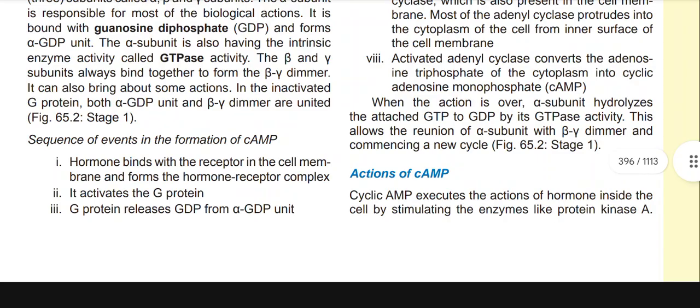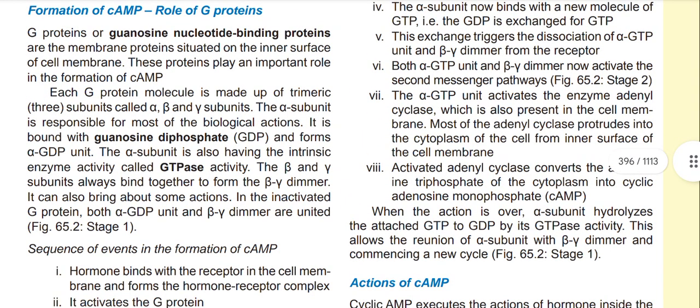Now, sequence of events in the formation of cAMP. First of all, the hormone binds with the receptor in the cell membrane and forms the hormone receptor complex. How is it formed? The hormone binds with the receptor in the cell membrane and forms the hormone receptor complex. Now, the second point: it activates the G protein. It activates what? The G protein.